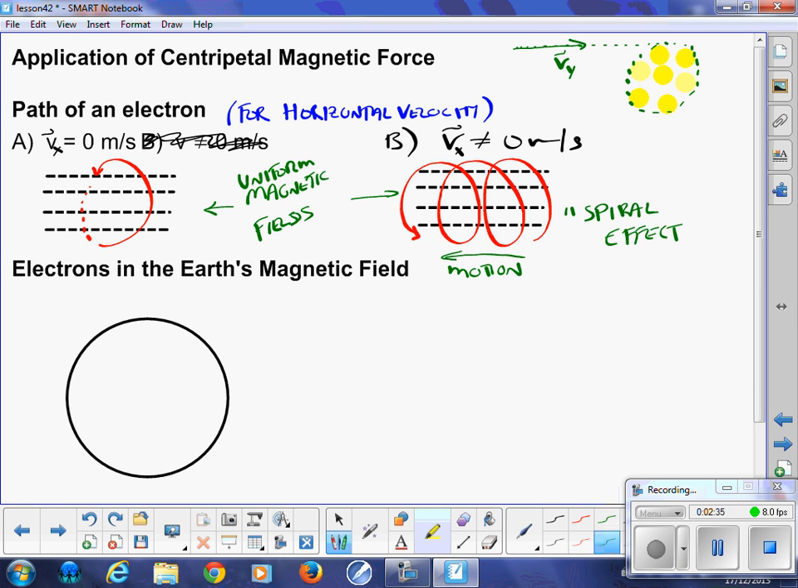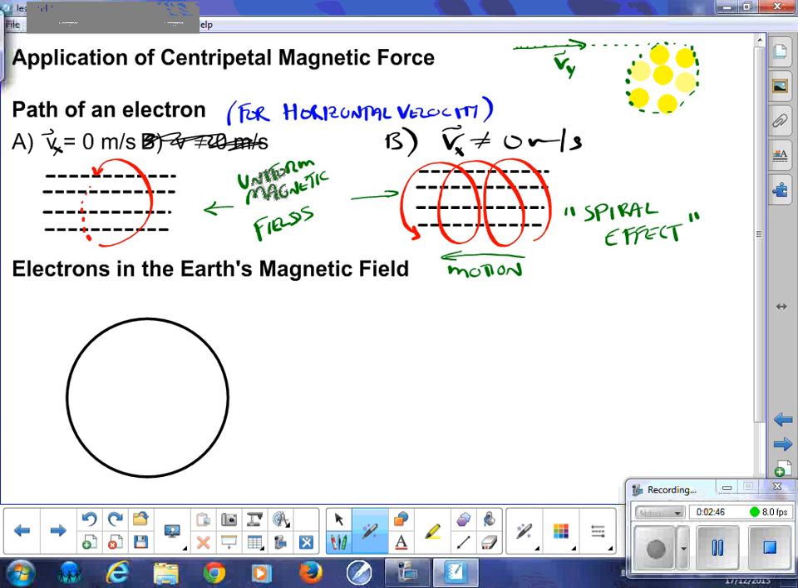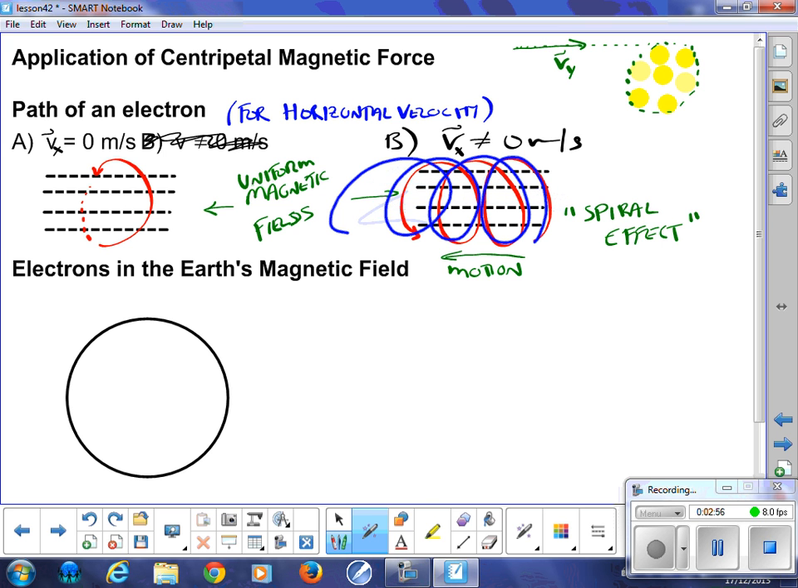All right, so as it enters that uniform magnetic field and hits it at an angle, it is going to go in circles like it did up here. All right, so it is going to follow that. However, it's then also going to move down the magnetic field. And when you are going in circles and moving sideways, you create that spiral pattern or corkscrew pattern.